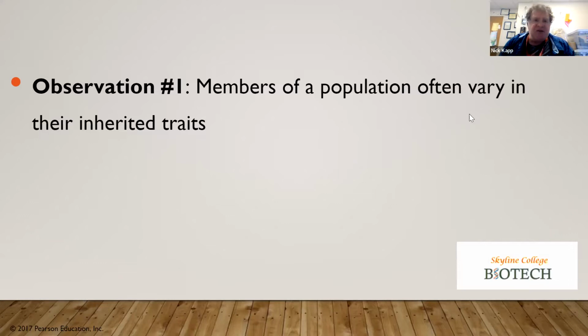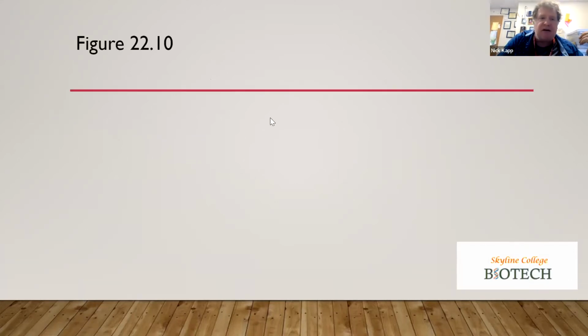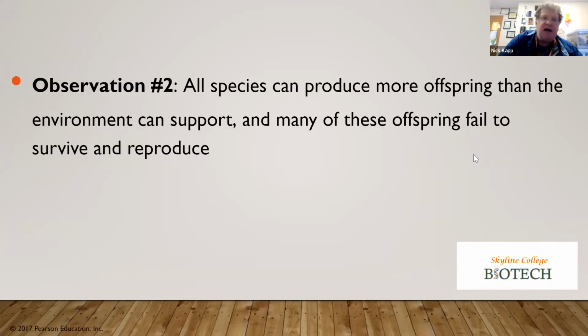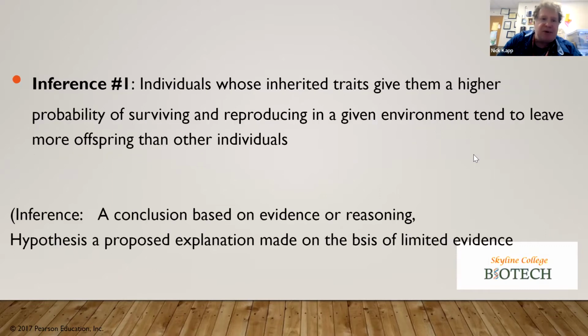Basically, if we look at the scientific method, which we covered in chapter 1, Darwin has a number of observations that he's working on. Number 1, members of a population often vary in their inherited traits. Again, we look at these beetles. These all look like ladybugs, but if you look at them, there are little differences. There's variation in there. Observation number 2 is that all species can produce more offspring than the environment can support, and many of these offspring fail to survive and fail to reproduce.